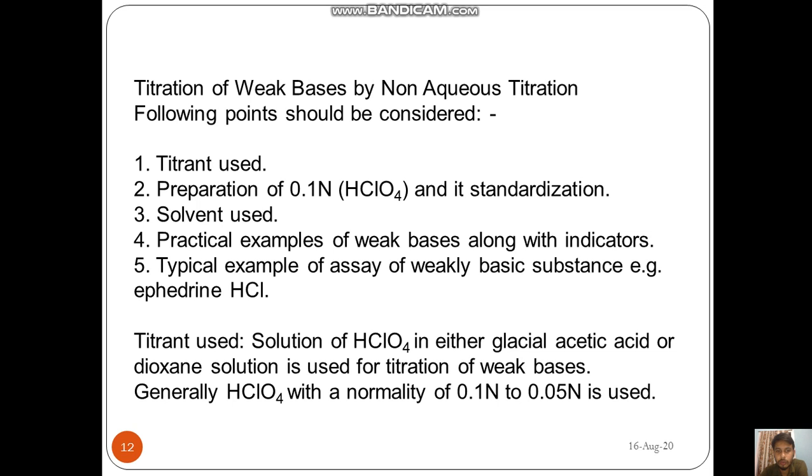Then, as titrant, you can use a solution of perchloric acid in either glacial acetic acid or dioxane, which is used for the titration of weak bases. Generally, perchloric acid with a normality of 0.1 normal to 0.05 normal is used. Thank you.